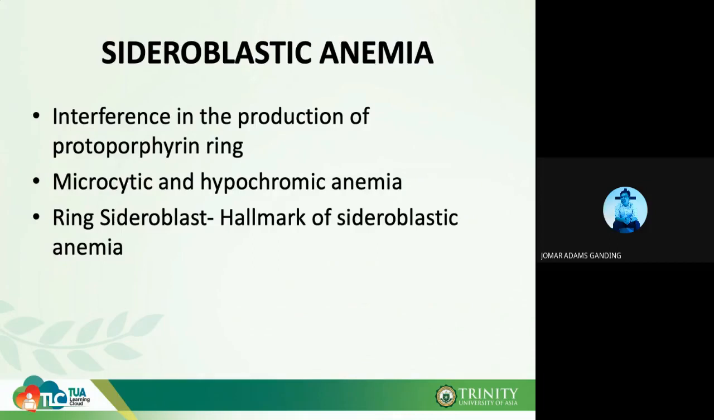Maybe some of you are wondering, sir, what is the difference between sideroblastic anemia, hemochromatosis, and hemosiderosis? They are different, because in sideroblastic anemia, there is no iron overload. It's just that the iron that is supposed to be used in the production of your heme, and eventually your hemoglobin, was not used. That's why it accumulated on your mitochondria.